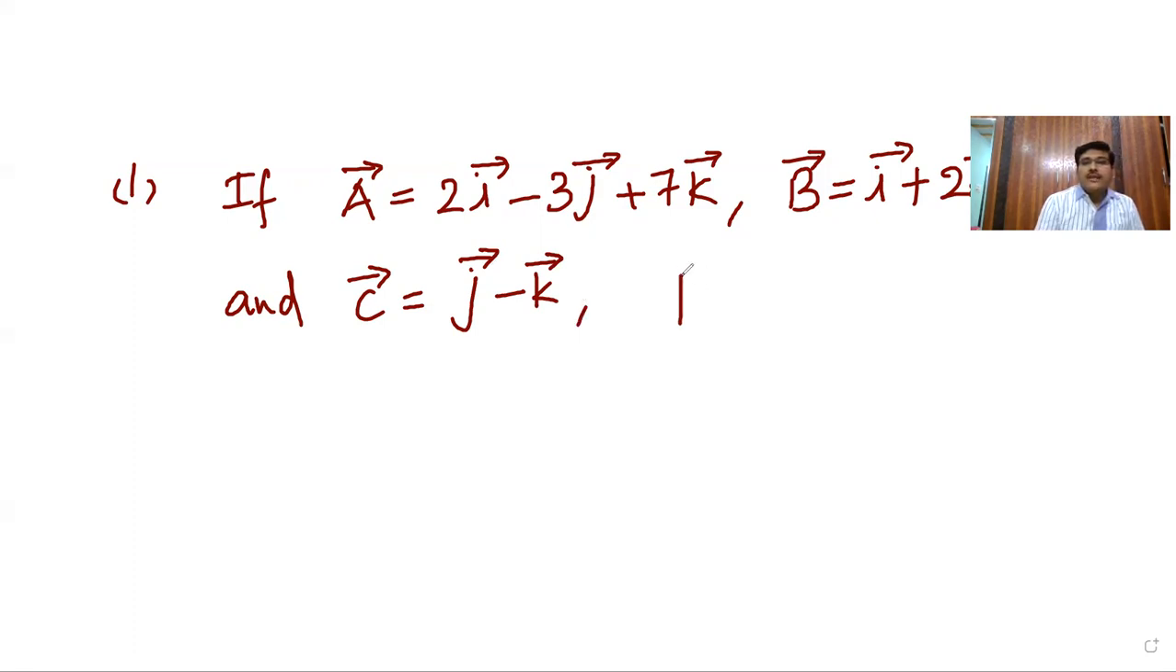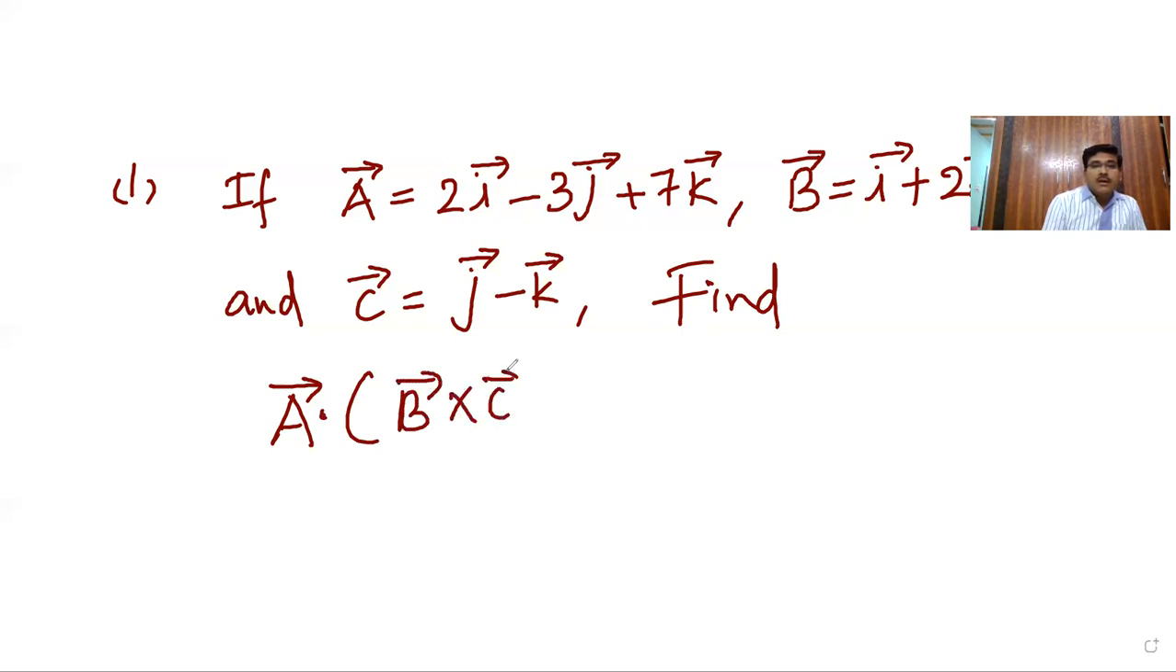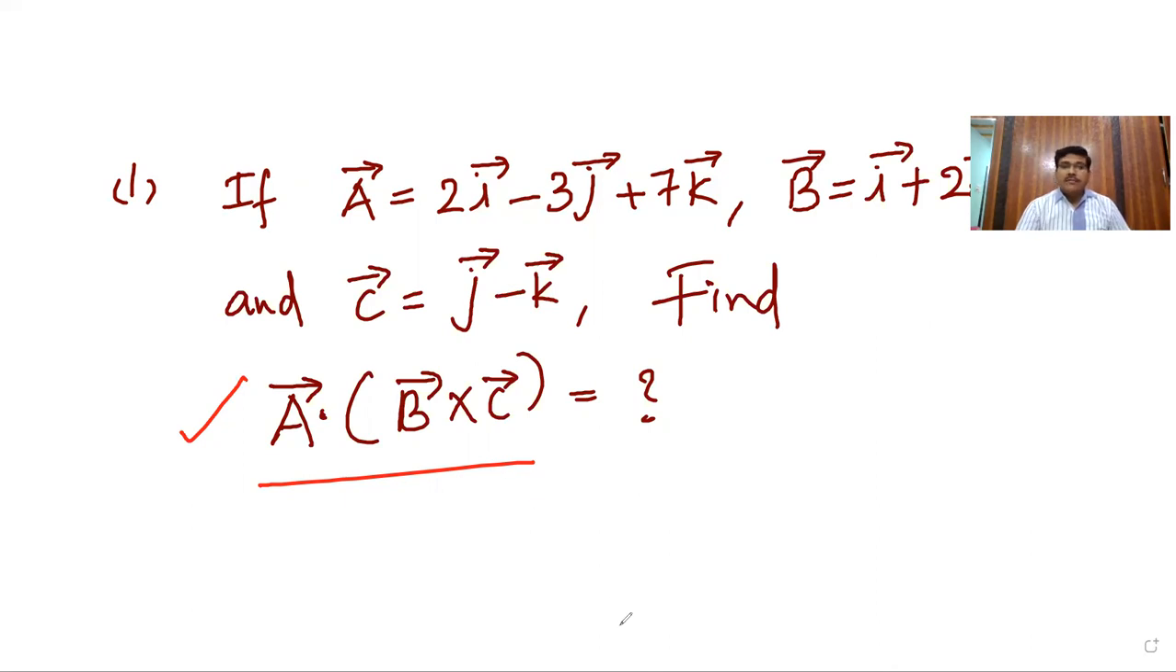Then find a bar dot b bar cross c bar. This is the question. Find out a bar dot b bar cross c bar. Clear?